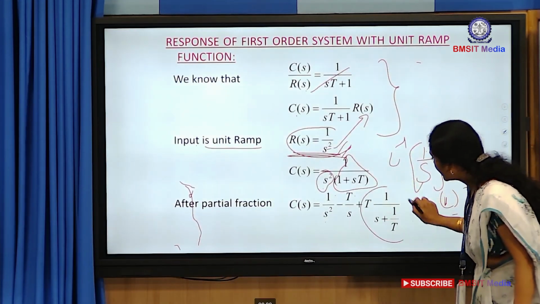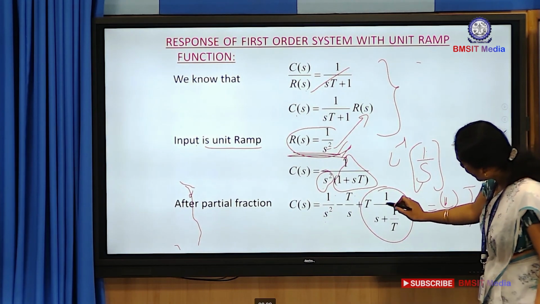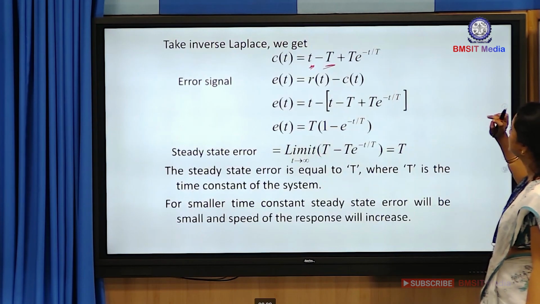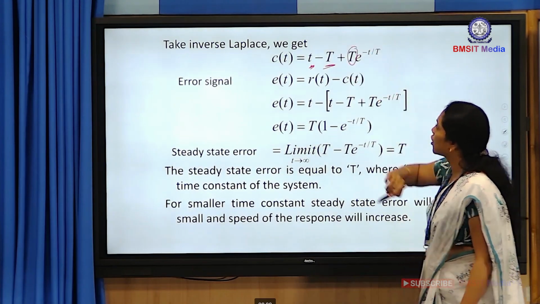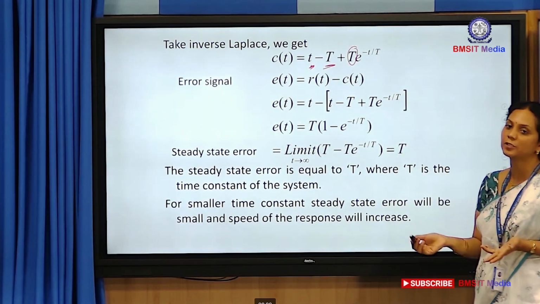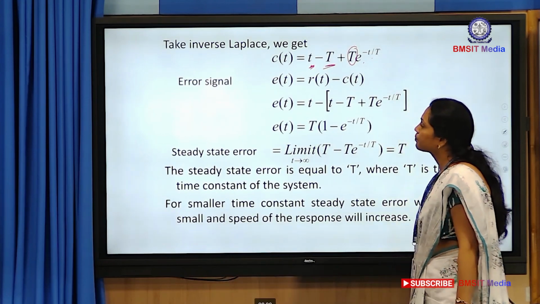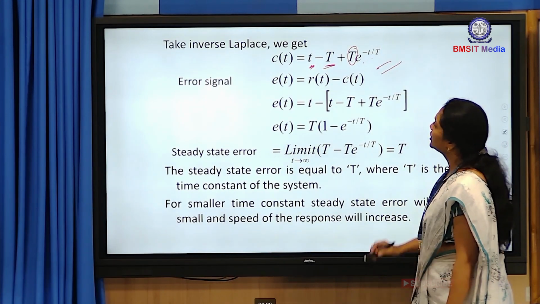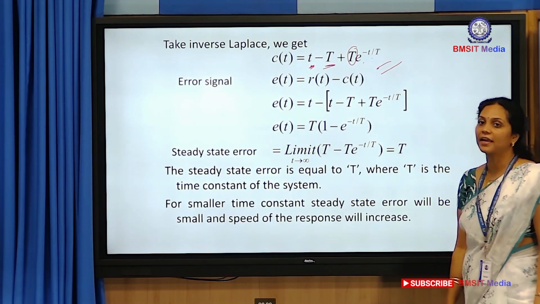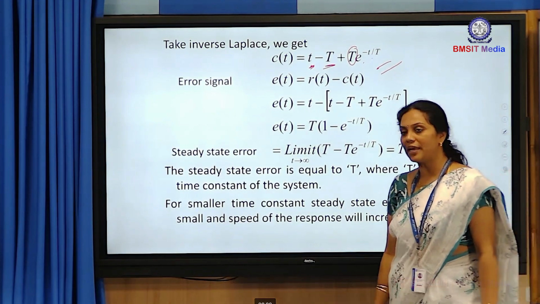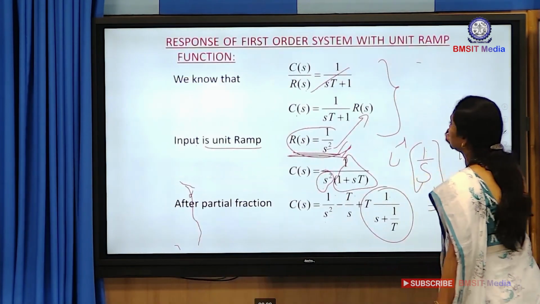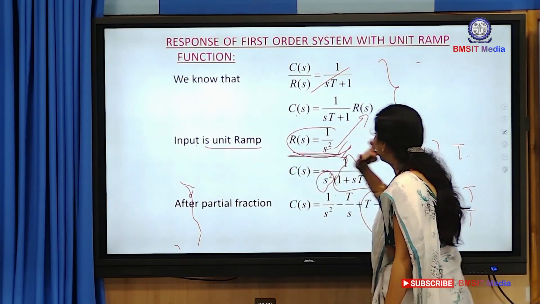Now, I need to take the inverse Laplace transform for this, 1 divided by S plus 1 by T. So this capital T is a constant. What is the other part? It's an exponential part, e to the power of minus t divided by T. This is the equation for c of t if I consider the input to be a unit ramp function.